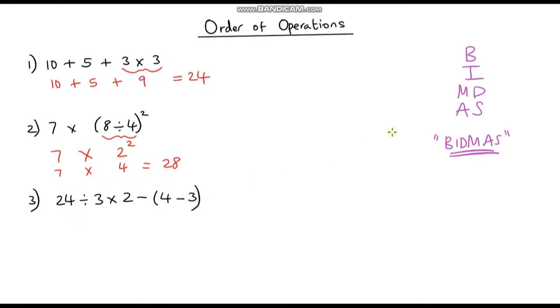Now with this last one here, we do have brackets, so we can evaluate the brackets first. If I just copy this down again, 4 subtract 3 is 1. Now we don't have any indices, but we do have multiplication and division. You might be thinking, let's do the multiplication first because the M comes before the D. But right at the very beginning of the video, I said that they are the same level. They don't have any priority over one another. How we would evaluate this is from left to right. If we read our expression from left to right, the first thing we come across is the division. So we would do the division first.